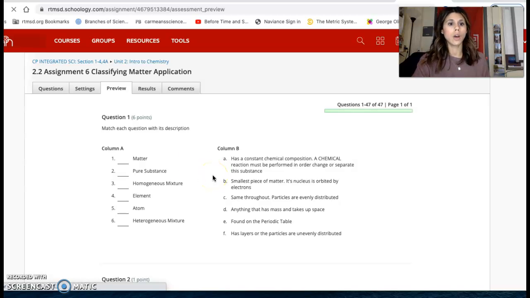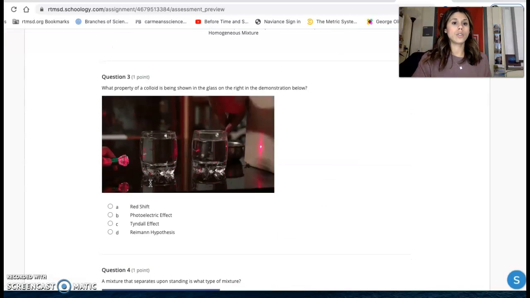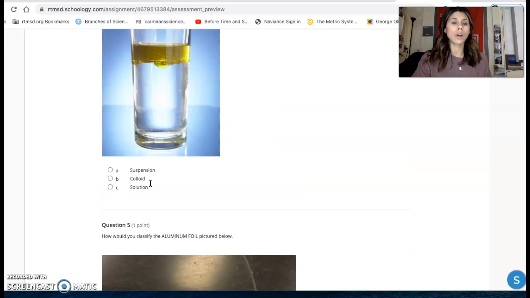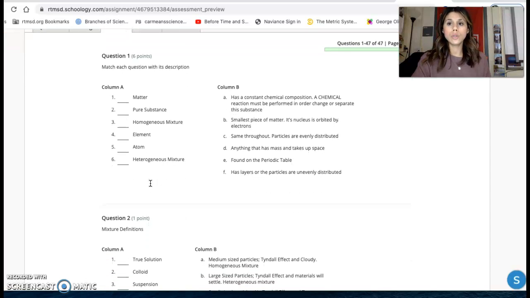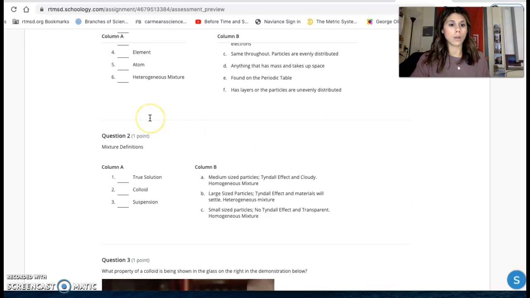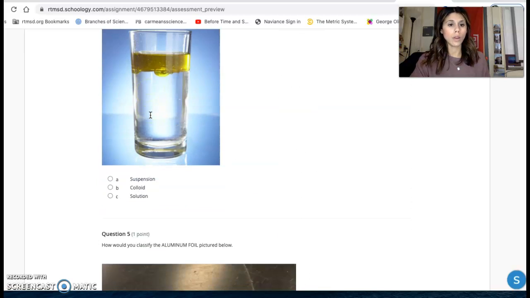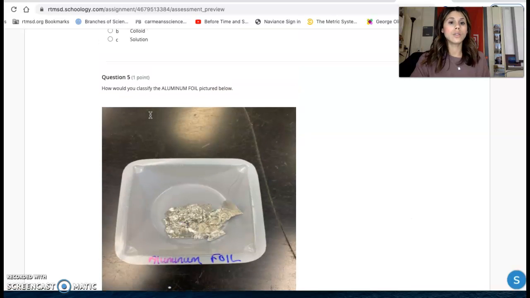Remember that questions 1, 2, 3, and 4 are similar to pre-lab questions. So these are just review questions. Use your graphic organizer, use your note sheet. The whole purpose of this is just to refresh you on the characteristics for each of these types of matter. All right, and then you're going to move on to each of the example pictures.